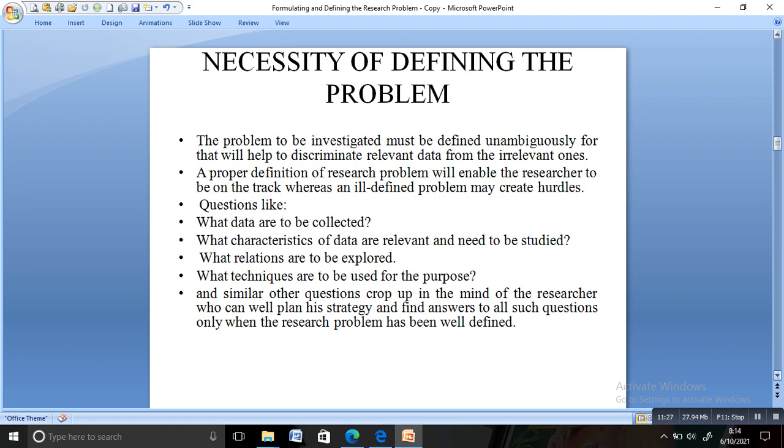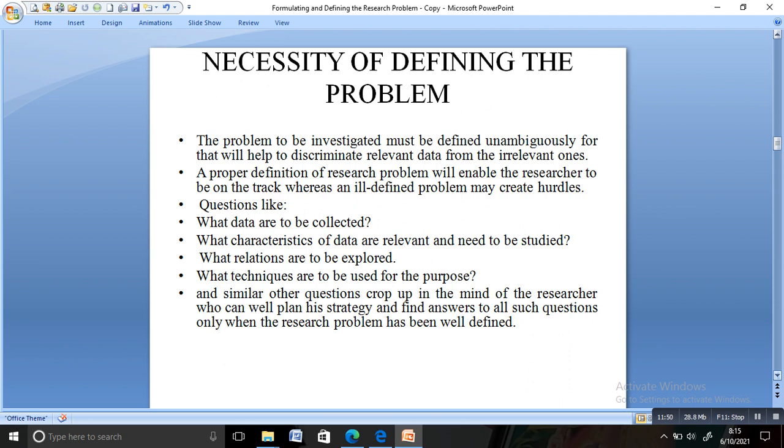So you should ask the following questions: what data to be collected, what characters of the data to be collected, what relations to be studied, what techniques to be studied. So what is the necessity of defining the problem? The necessity of defining the problem helps us to collect the relevant data rather than the irrelevant one.